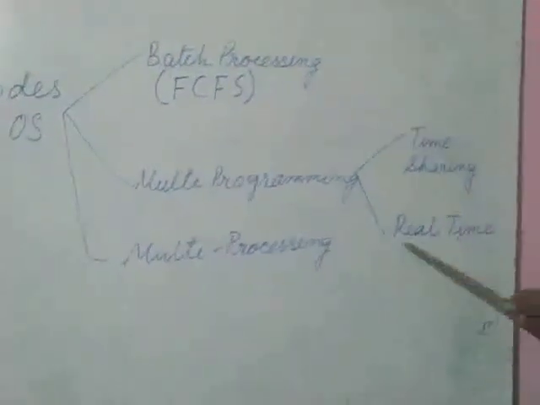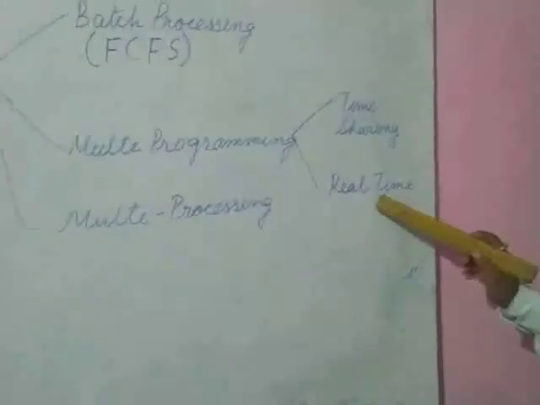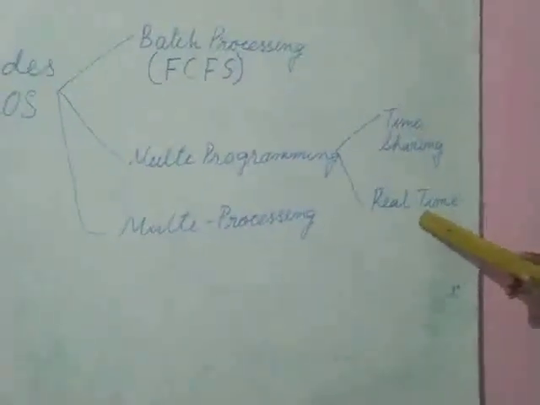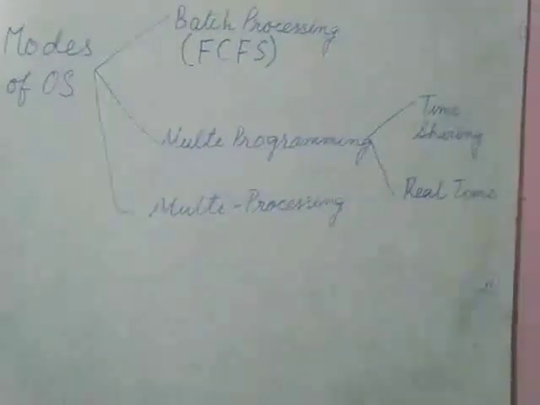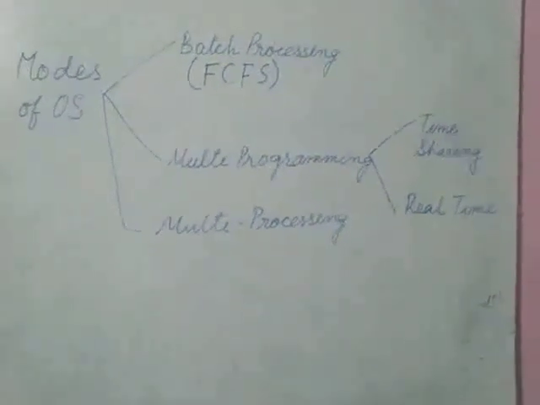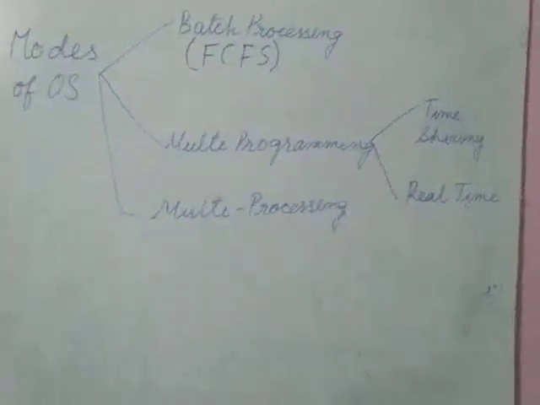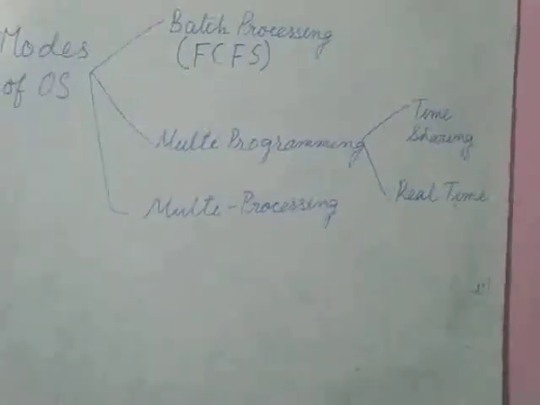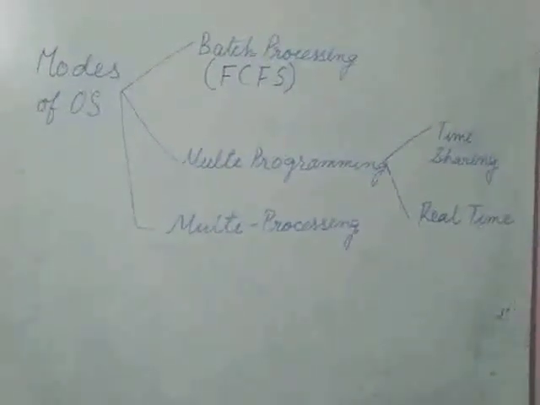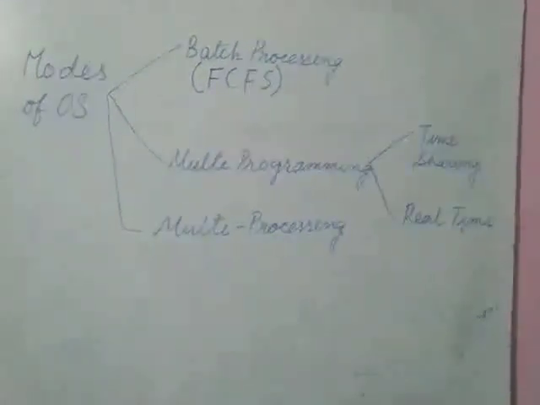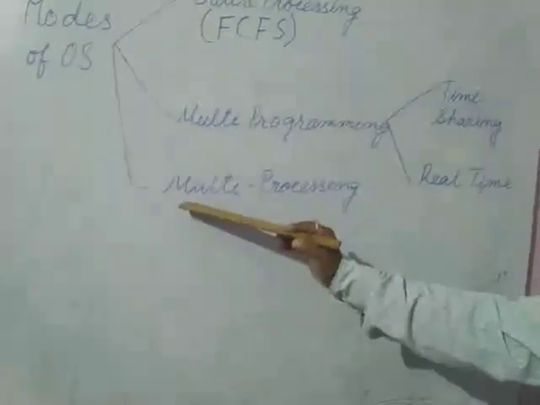Next is real time. In real time processing, what happens is we get the updated information at the same time. Examples are the air traffic control system, or updating the bank account of a customer, or we may get the live cricket score on our smartphone from time to time. Next, the third one is multi-processing.